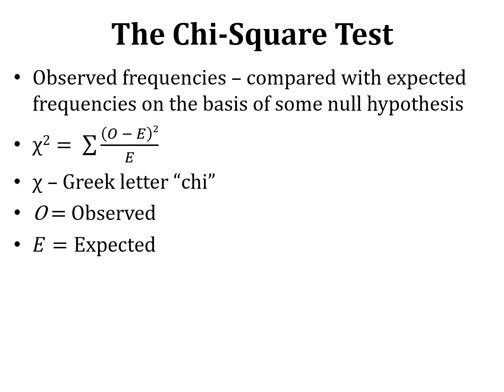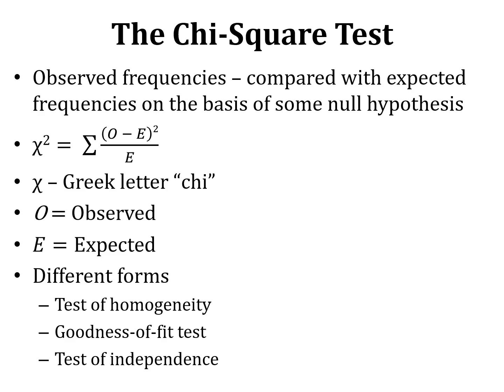This is the simple formula of the chi-square test, and there are different forms of the chi-square test that make use of the same formula, but their null hypotheses are different. The three basic types of the chi-square test are the chi-square test of homogeneity, the goodness of fit chi-square test, and the chi-square test of independence.